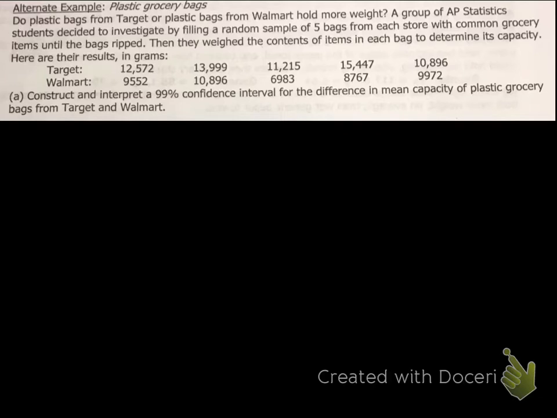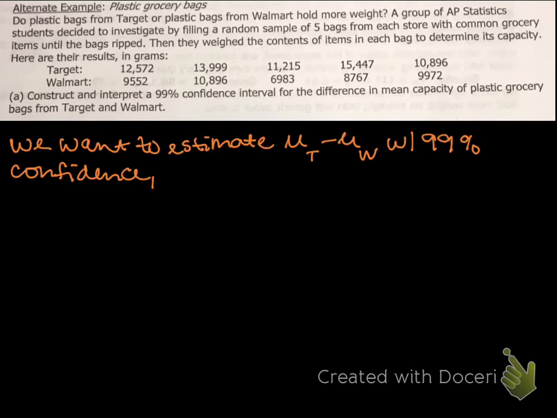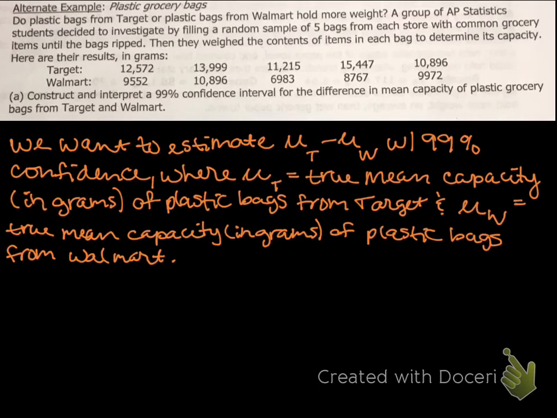State, plan, do, conclude. State. We want to estimate mu sub t minus mu sub w with 99% confidence, where mu sub t is the true mean capacity of plastic bags from Target, and mu sub w is the true mean capacity of plastic bags from Walmart. Okay, that states what we're looking for with 99% confidence, and it gives the parameters. It gives the confidence level and the parameters.